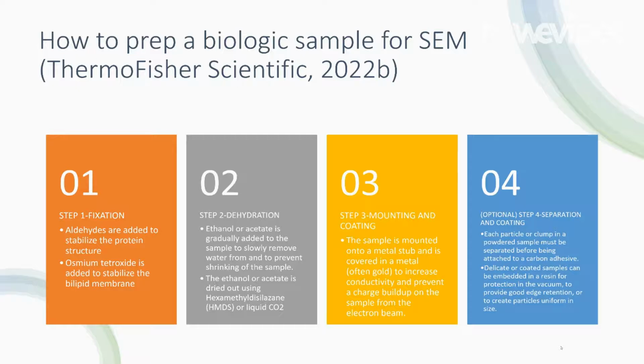And then the last step is optional, but if you have a super delicate sample or a sample that is powdered, each individual clump or aggregate of the powder has to be separated, and then the powder needs to be attached to a carbon adhesive, otherwise it would just disappear in the vacuum. Samples can also be coated in a resin to stabilize them and prevent the vacuum from interacting negatively with them. So if the sample is super delicate, that fourth coating and separation step is required.